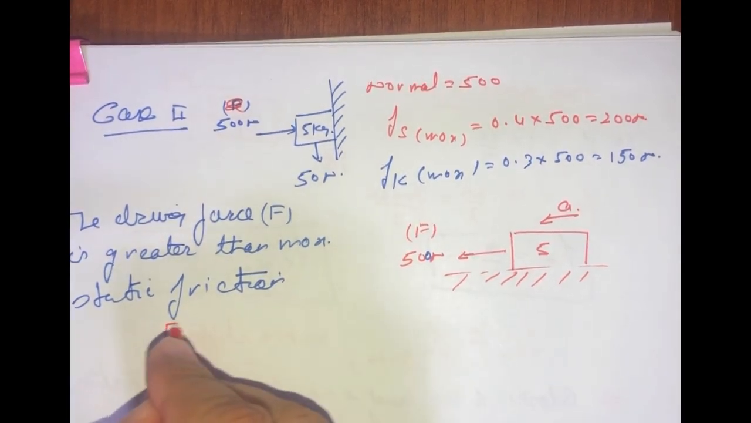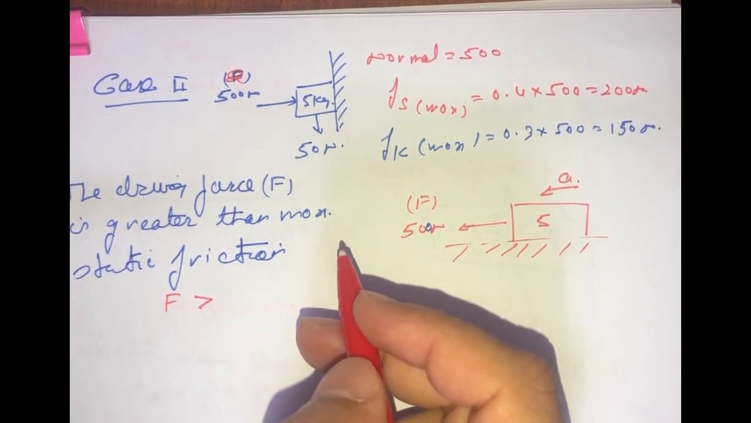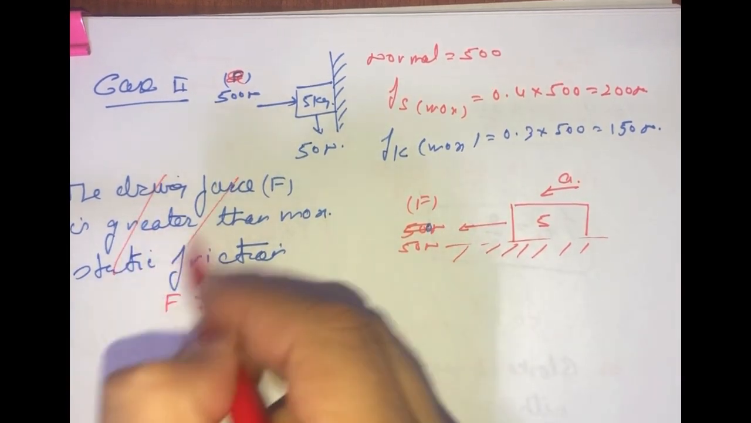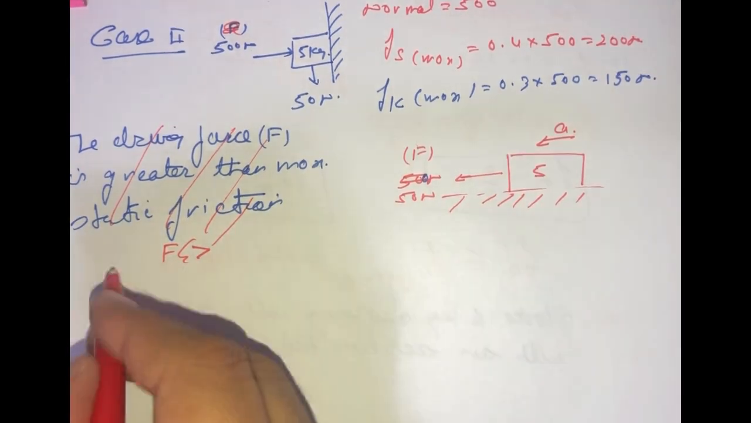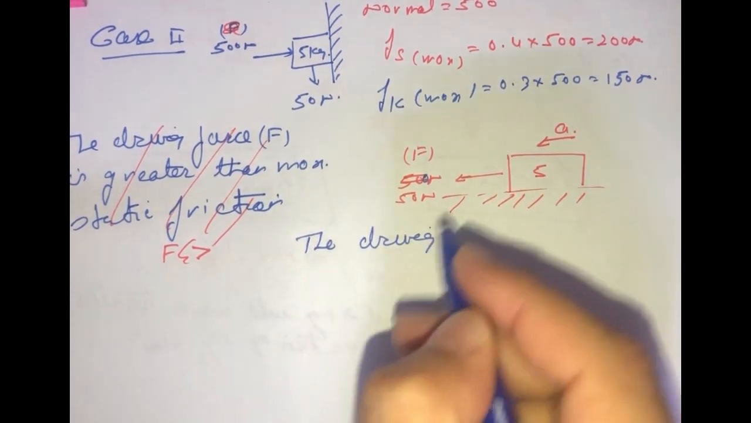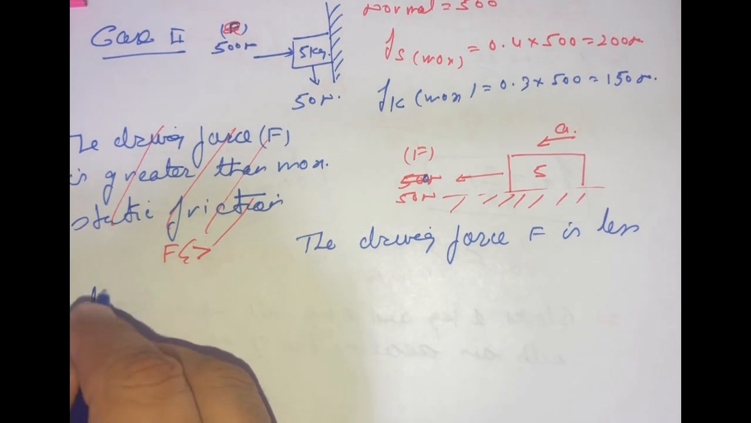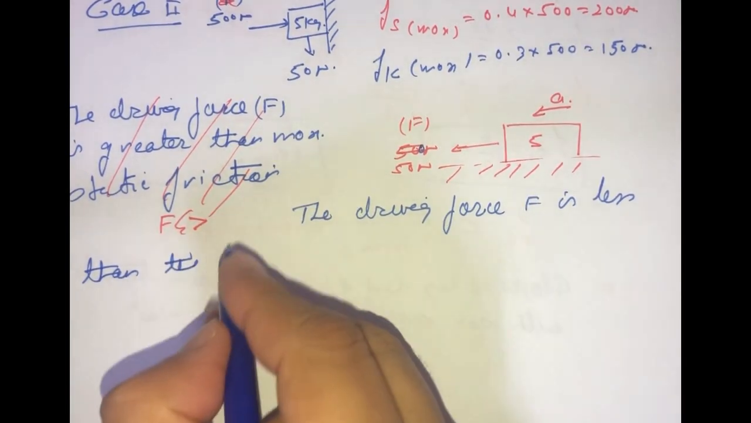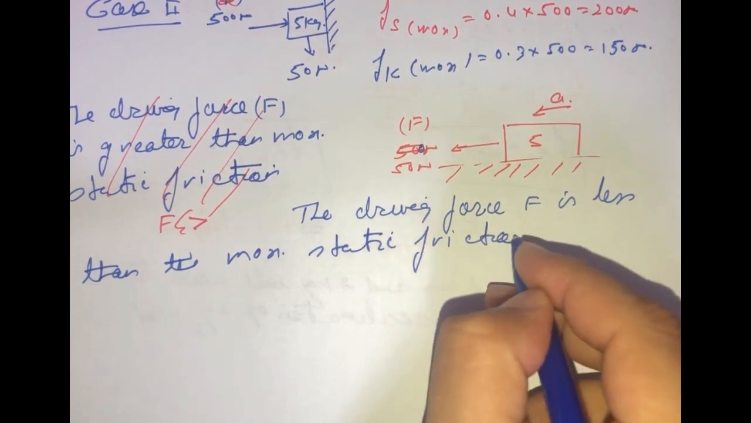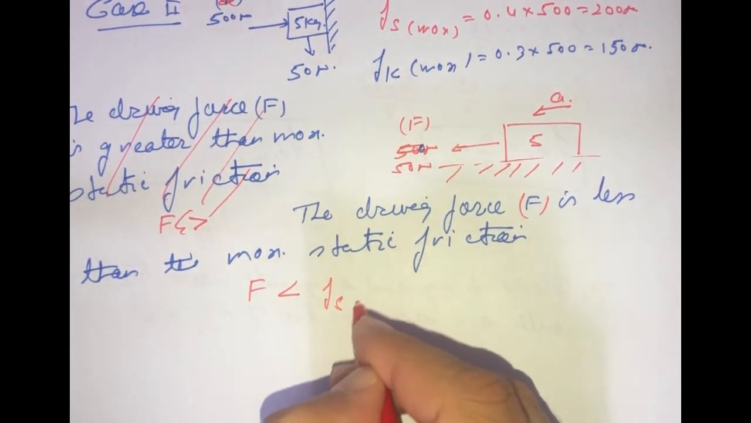Now we can see F is greater than... my mistake, this is 50 Newton. Okay, you can see the driving force F is less than the maximum static friction. So it means F is less than Fs max.